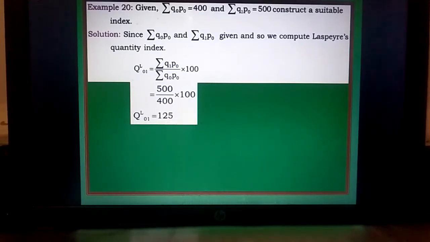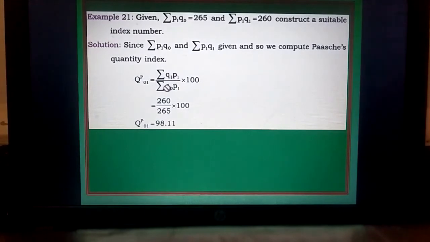So how to interpret it? 25% increase in quantity level in current year as compared to base year based on last year's quantity index number. Next question.